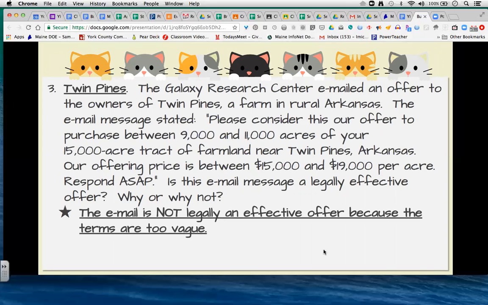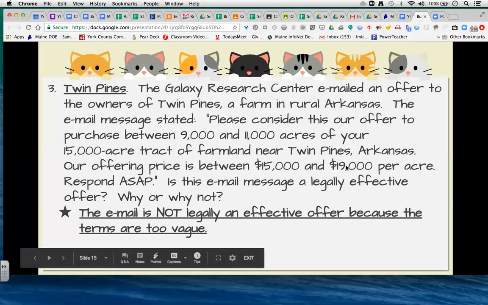Answer: the email is not legally an effective offer because the terms are too vague. Between 9,000 and 11,000 acres is not concrete. It's not specific enough. Between $15,000 and $19,000 is also too vague.